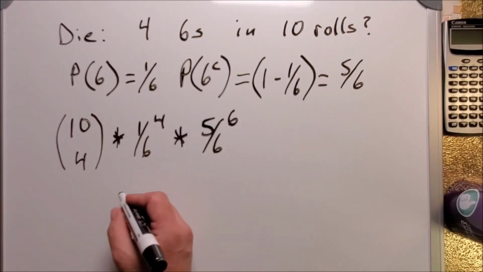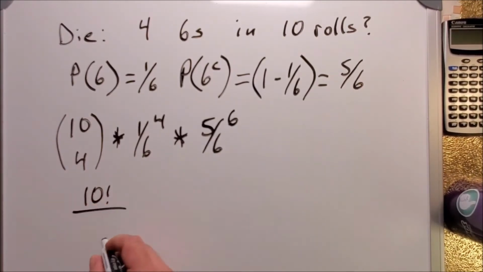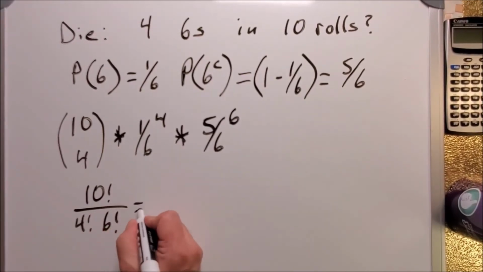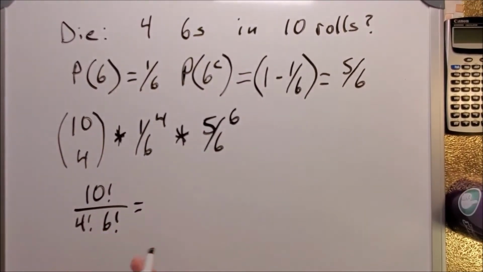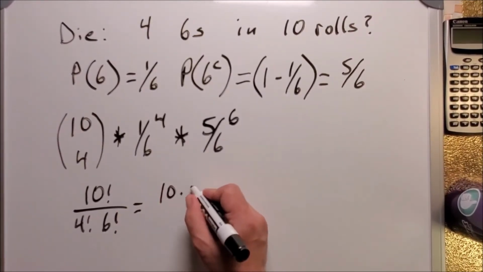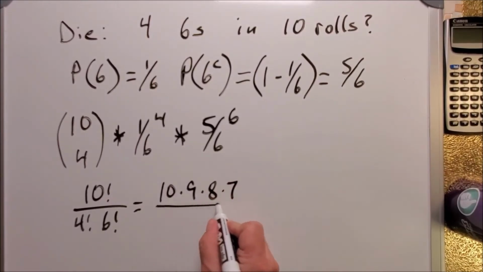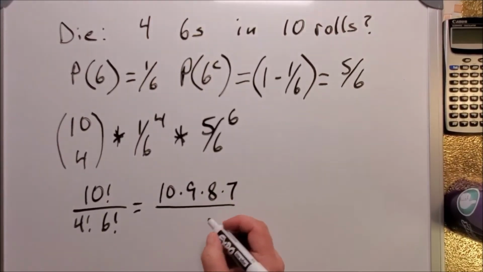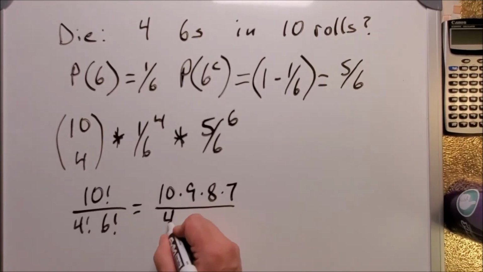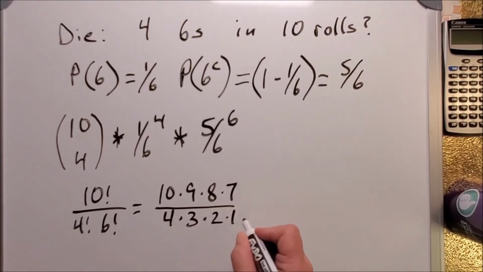So we're going to do 10 choose 4. That's going to be 10 factorial over 4 factorial, 10 minus 4 factorial. Again, I hope you don't mind that I've taken a shortcut there. So 10 factorial is actually 10 times 9 times 8 times 7 times 6 factorial. Unlike last time, I'm not even going to write that. We're going to put that over 4 factorial. 4 factorial is 4 times 3 times 2 times 1.